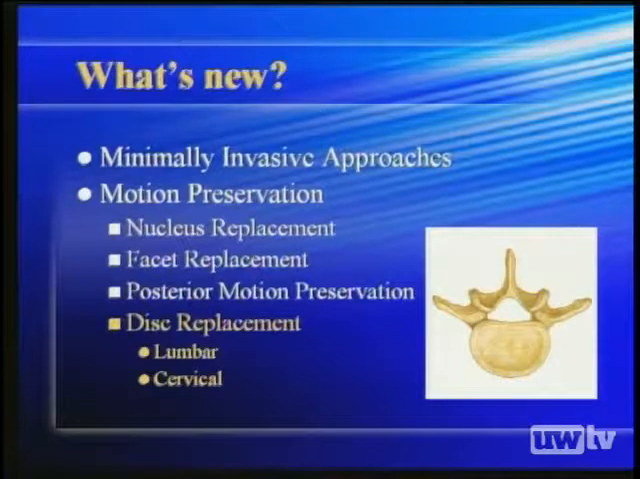In terms of strategies for motion preservation, some people are performing nucleus replacements, where we replace part of the disc, facet replacement, which are these joints at the back, posterior motion preservation or protection. This is where we place pedicle screws and flexible rods in the back, and this helps us protect spinal motion from degeneration. And what I'm going to talk about today primarily is disc replacement, lumbar and cervical disc replacement. And I'd like to keep them separate because I think they're 2 slightly different entities.